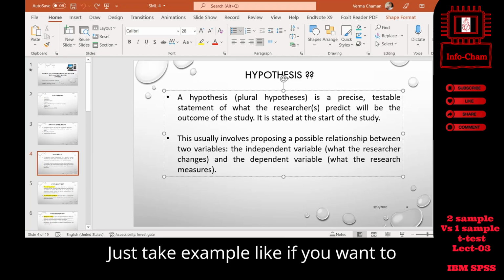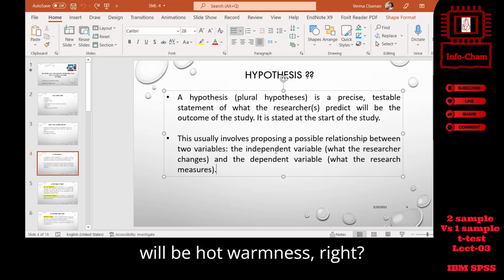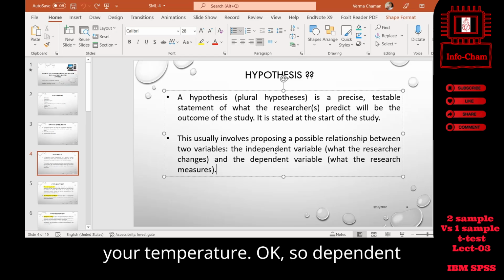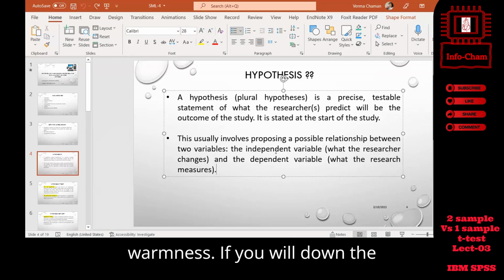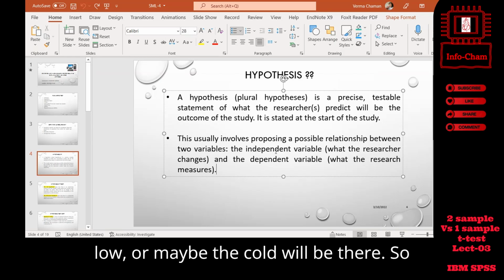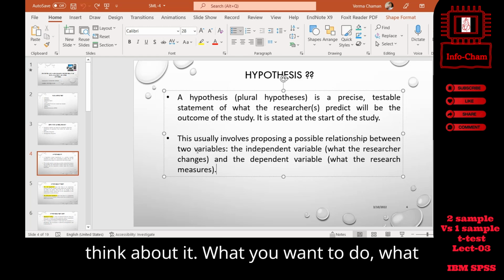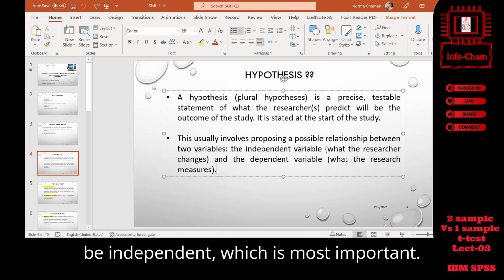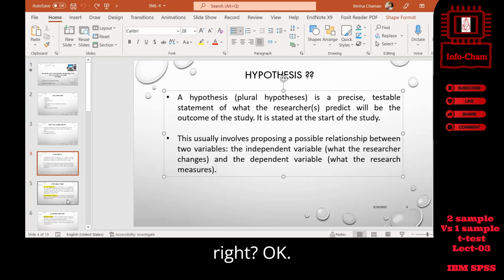Just take an example: if you increase the temperature, then there will be heat, warmness, right? So the independent variable can be your temperature, and the dependent variable can be heating or warmness. If you lower the temperature, then warmness will be low, or maybe it will be cold. So whenever you have data, please try to think about what you want to do. What should be the dependent and what should be the independent? This is the most important, the first step of your ladder, right?